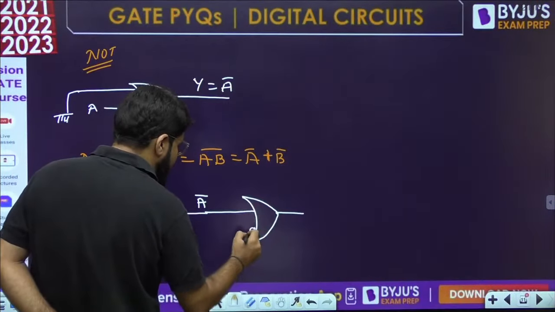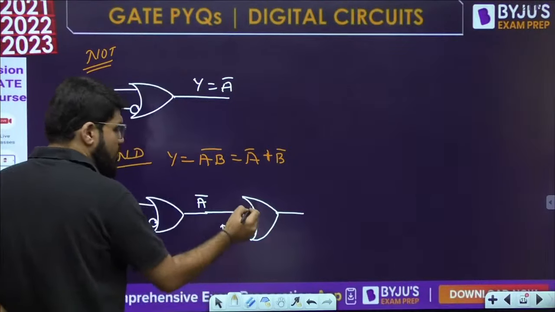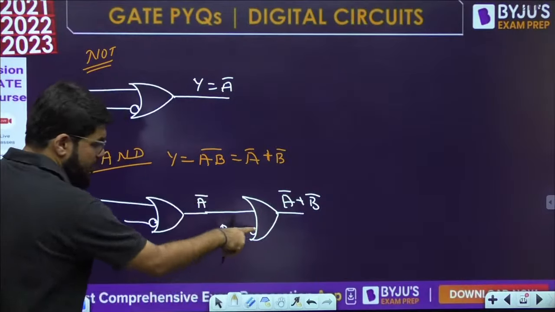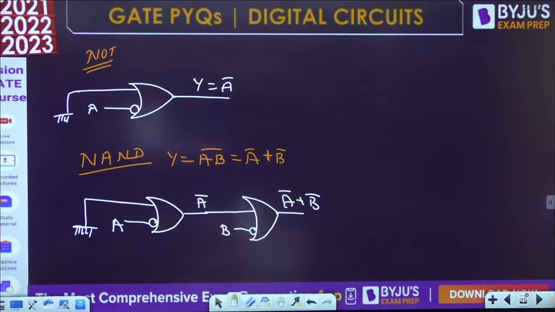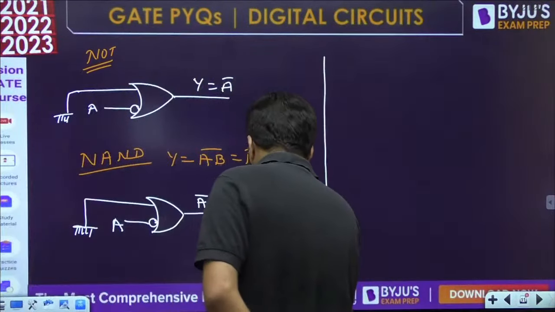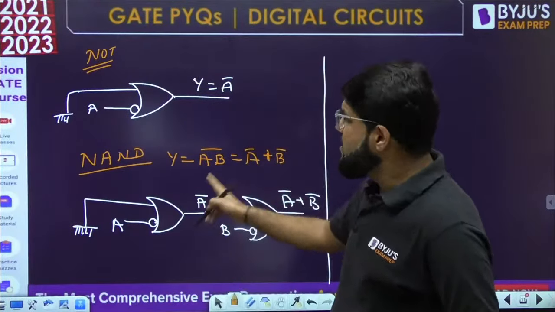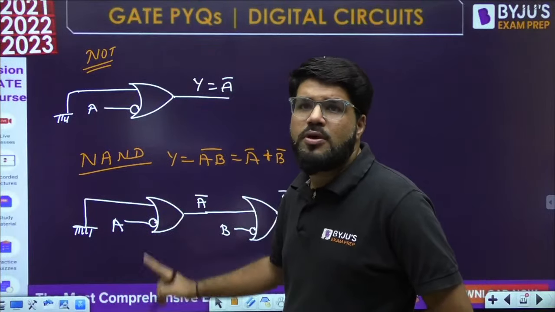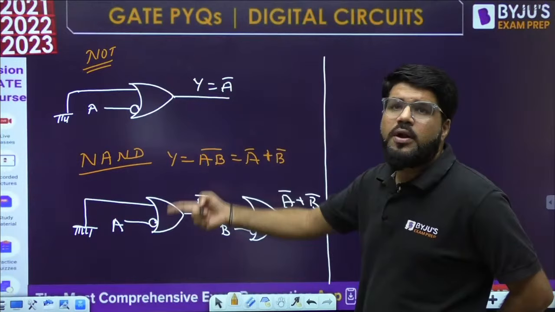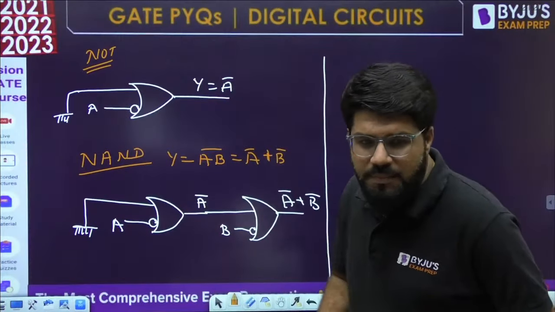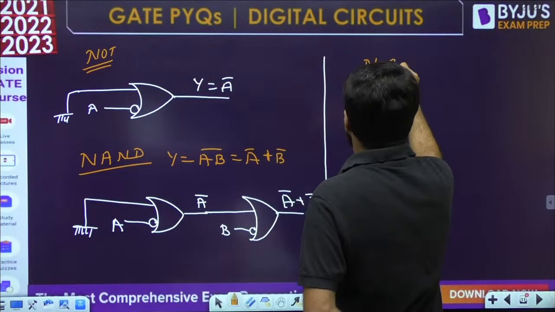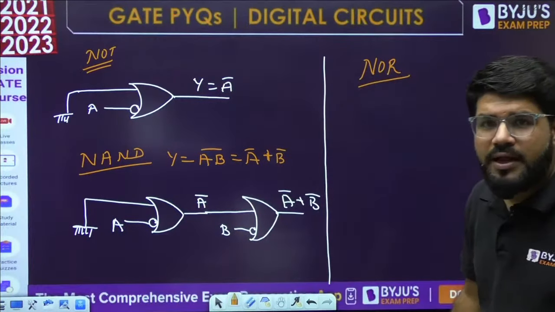Here, A bar has come. And now you provide B here. What is the output here? A bar, and plus B bar, because it is bubbled input. So it is A bar plus B bar. That means the NAND gate is implemented. Can I do NOR also? Be very clear, since you have NAND and NOT also, AND is also implemented. Again place an inverter at the output, you are going to get the AND gate. So AND will be implemented. Now let us try the NOR gate once.